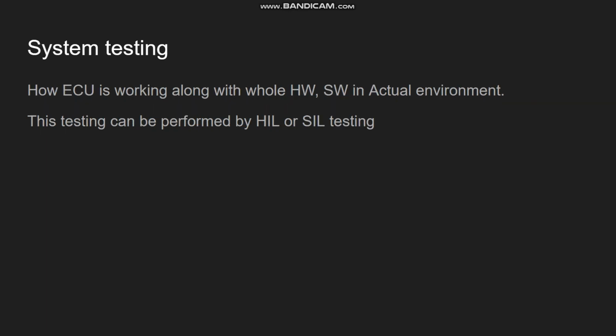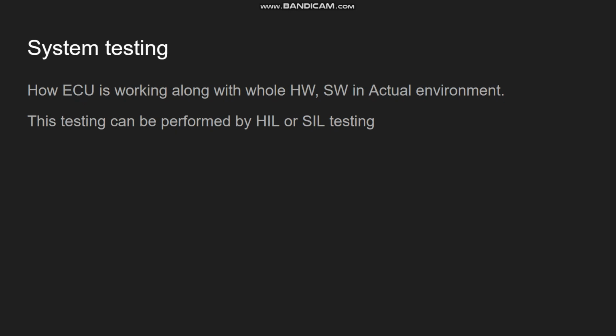After integration testing, the next part is system testing. In system testing, the exact software will be checked, the entire software including the modules. So how the ECU is working along with the whole hardware and software in the actual environment. In system testing, the whole system is going to be tested, where all modules will be present and all hardware will be present, whether simulated or real. This type of testing is usually performed by hardware in loop testing or software in loop testing.